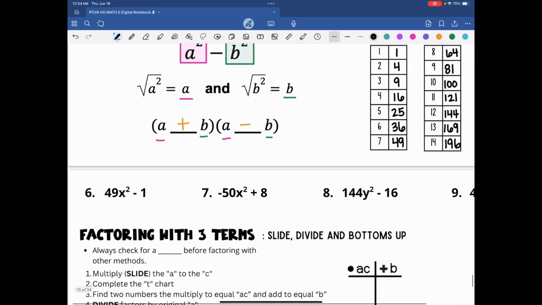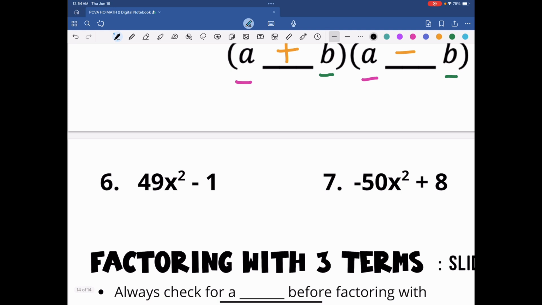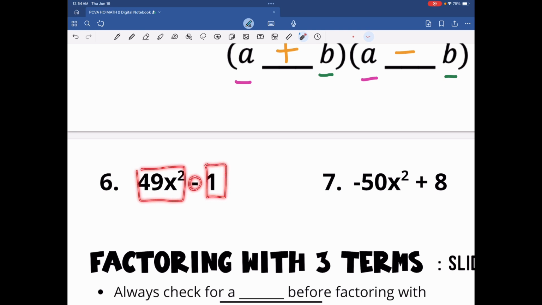So when we look at number 6, I have two terms. My first term is going to be the 49x squared, and my second term is the minus 1. Now, if we look at this, first thing I'm always going to check for is a GCF. Well, 49 and 1, obviously I can divide it by 1 and make the 1 GCF, but I don't want to divide it by 1 because that's not going to change anything. So, I have subtraction, I have two terms, and the last question is, are they perfect squares? Well, 49 is a perfect square because 49 is technically 7 squared. 1 is a perfect square because that's 1 squared.